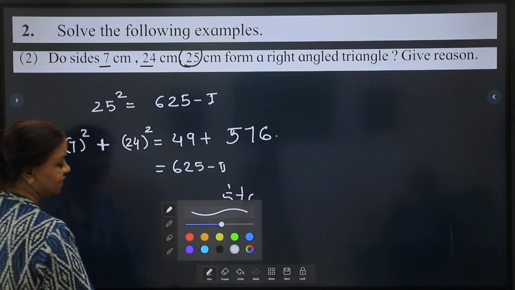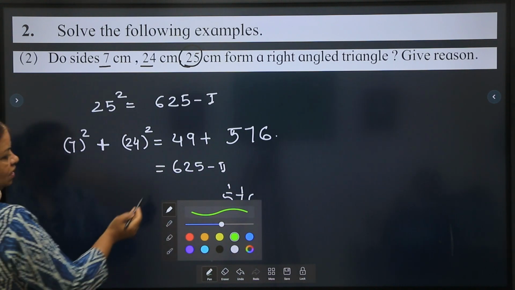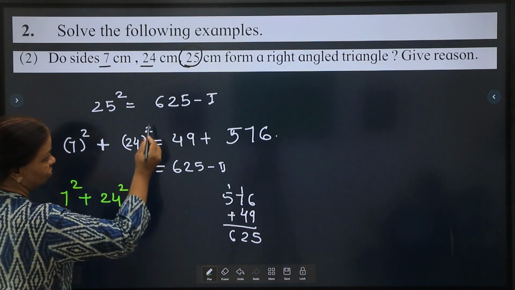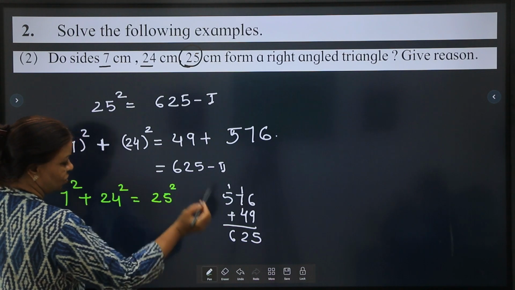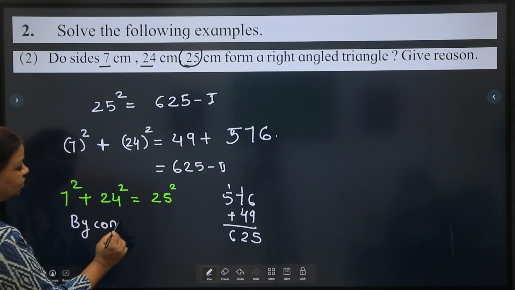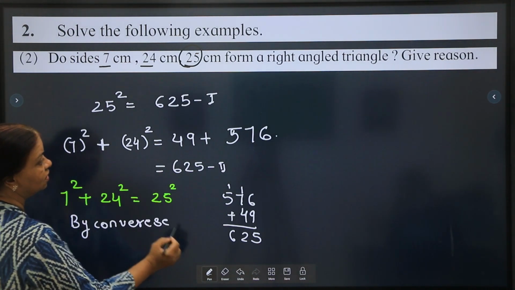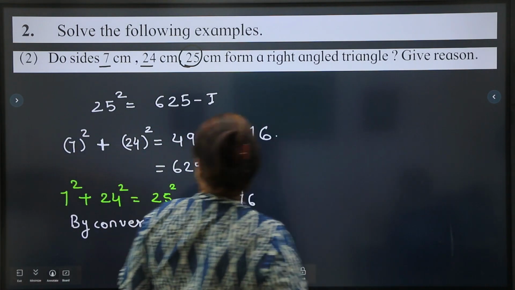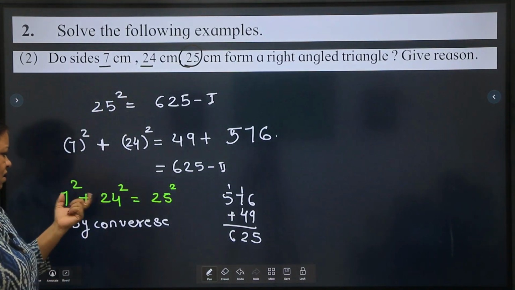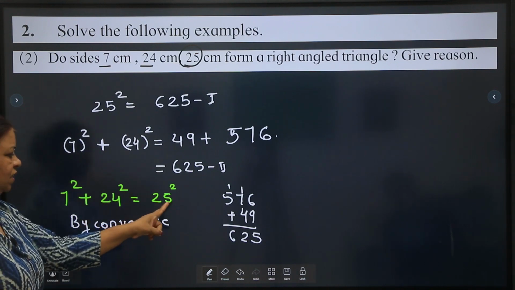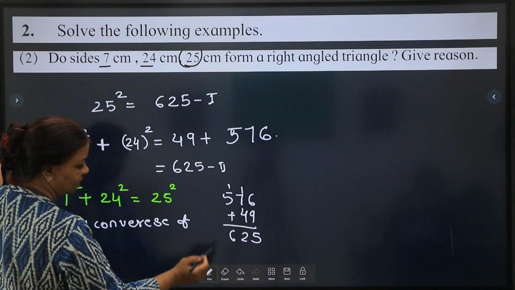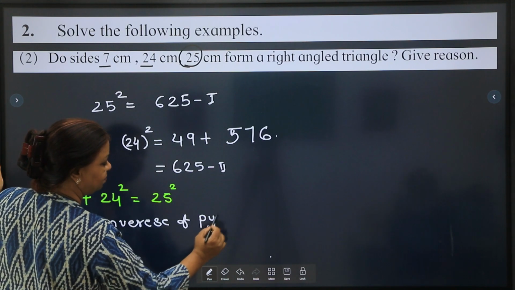Now, if you go to see, we got 7 square plus 24 square, which is equal to 25 square. So, by converse of Pythagoras theorem. The reason is asked, na? Give reason for your answer. We got that the sides form a right angle triangle. Yes, sum of the squares of two sides is equal to square of the third side. So, it is a right angle triangle by converse of Pythagoras theorem.